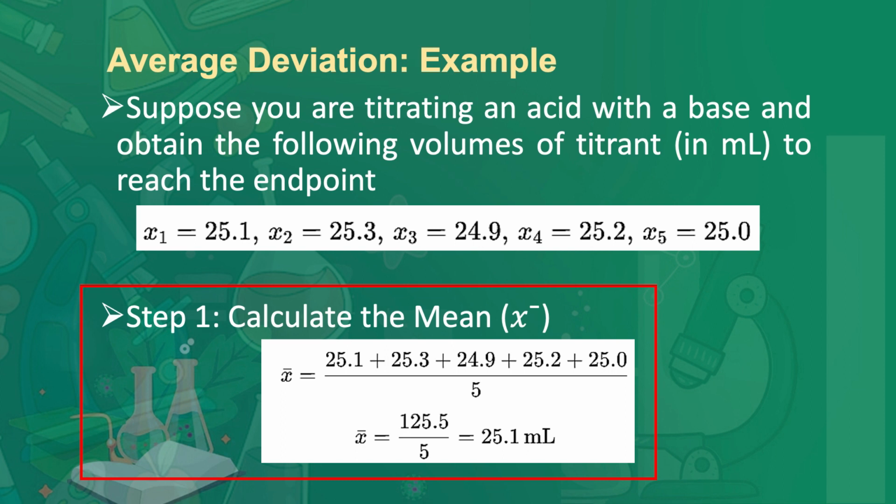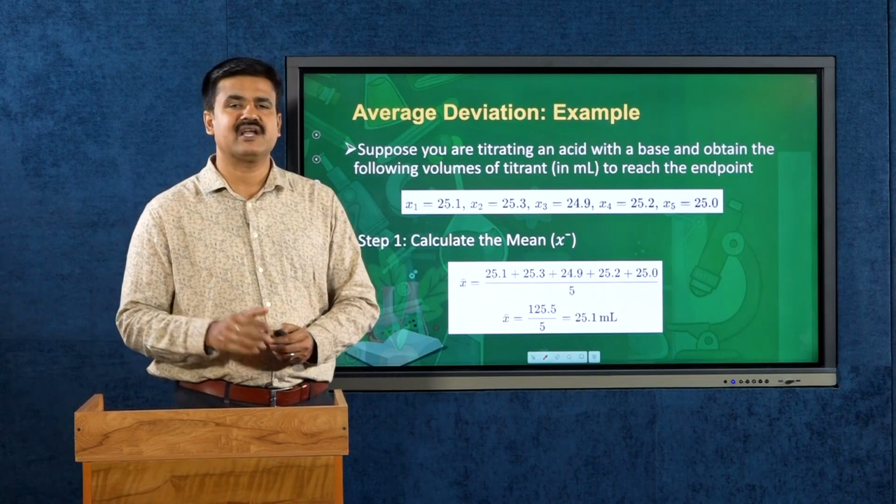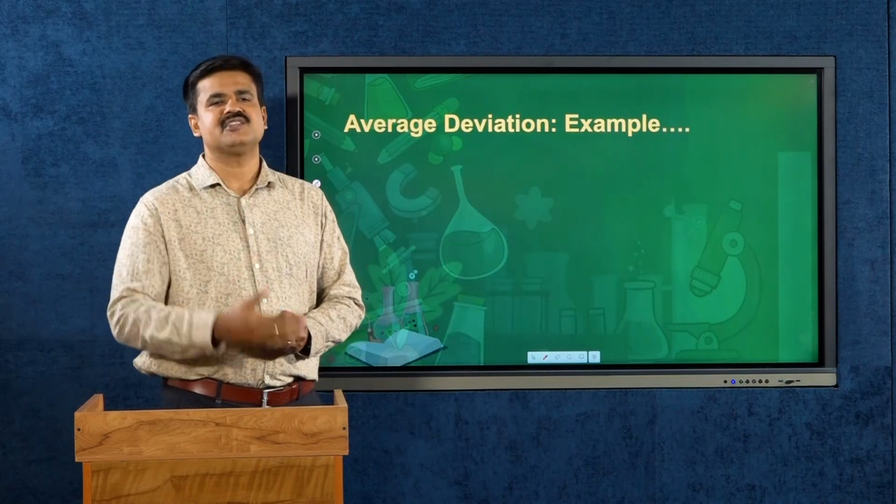So x bar is equal to 125.5, which is the sum of all these values, divided by the total number of measurements, that is 5, and the value obtained as the mean or average is 25.1 ml. You have to remember this value, 25.1 ml, as the average of the set of measurements. Now proceeding to the second step.